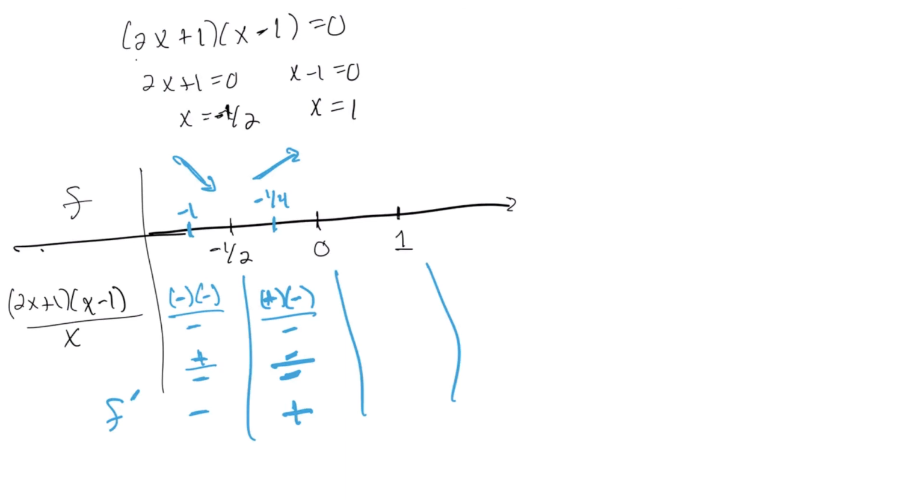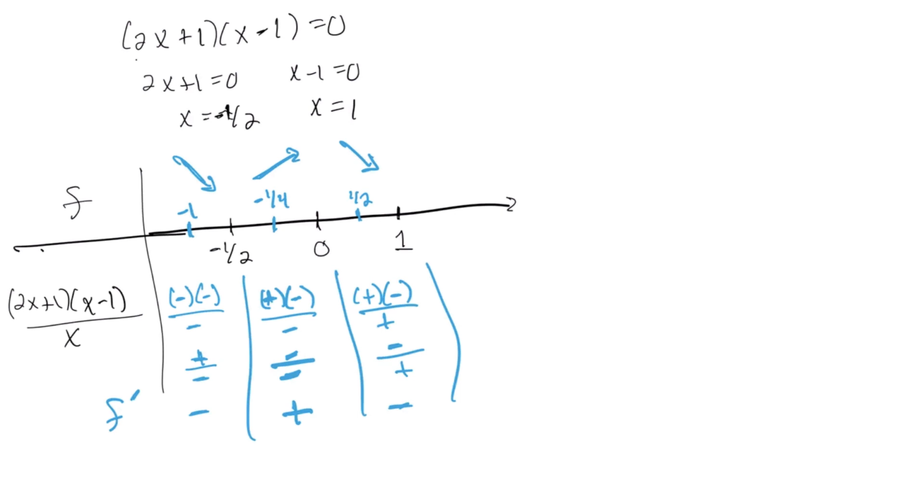And then between 0 and 1, I'm going to pick x equals 1/2. Plug it into the two factors in the numerator. 2 times x plus 1. So I'm going to have 2 times 1/2, which is 1, plus 1, which is positive. Plugging into the factor x minus 1, I'm going to get 1/2 minus 1, which is going to be negative 1/2. And then 1/2 in the denominator is positive. So positive times negative in the numerator will be negative. Positive 1/2 in the denominator. And when I divide those, I get a negative. And I'm decreasing on that interval.